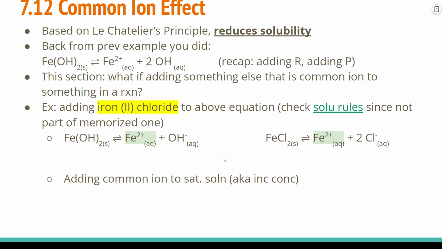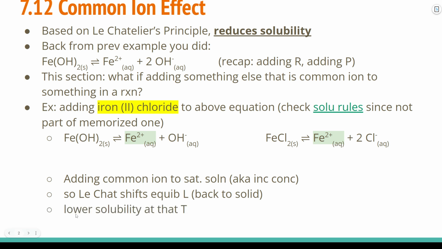And because I've increased that concentration, I now have to shift the equilibrium. So it's going to shift to the left. As a reminder, you want to talk about increasing the rate. So really you want to say you're increasing the reverse rate of this process. And so you're going to make more of this iron hydroxide in order to compensate for the fact that you added iron ions. And so you're lowering that solubility at whatever temperature that is, because you have increased the amount of iron 2 ions, and so therefore you have lowered the solubility of the original solid in there.